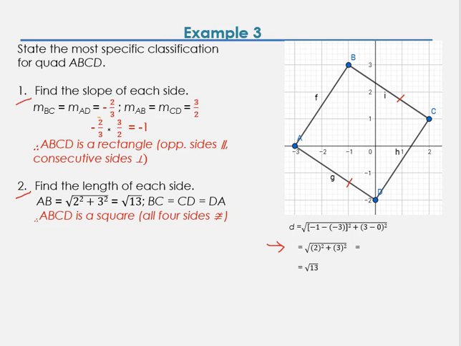So once again, using analytical geometry and a graph, you would find the slope of each side. That will determine whether you have perpendicular sides, parallel sides, and so forth. And then you'll find the length of each side using the distance formula.